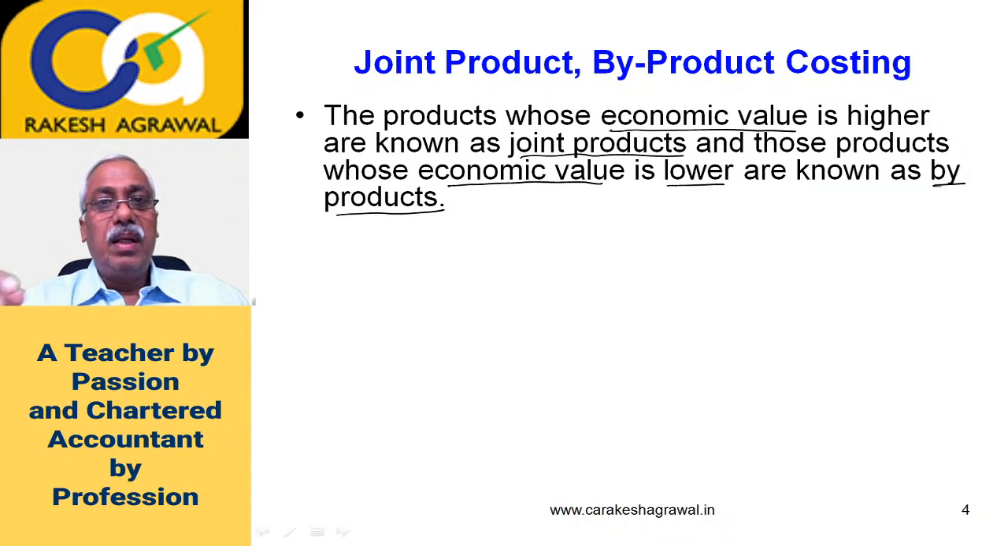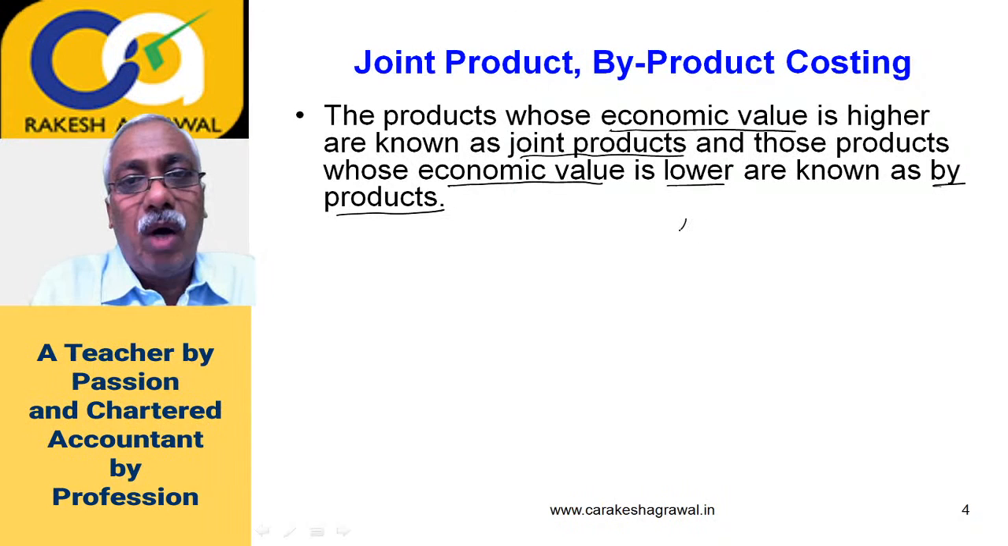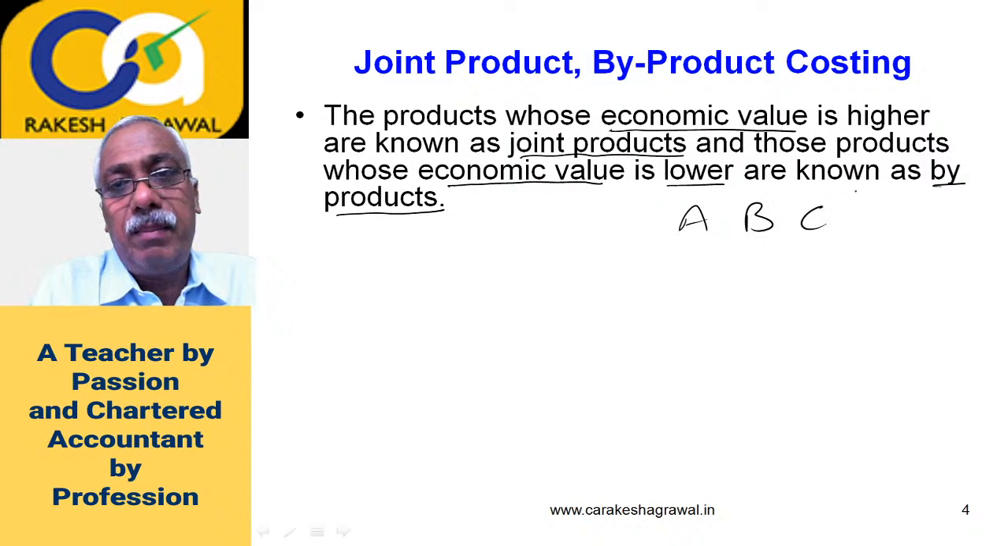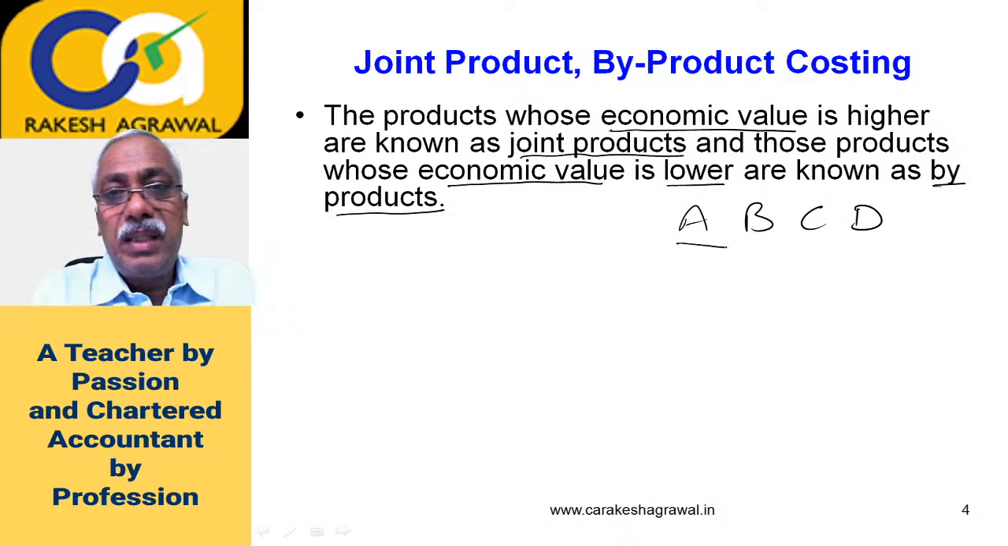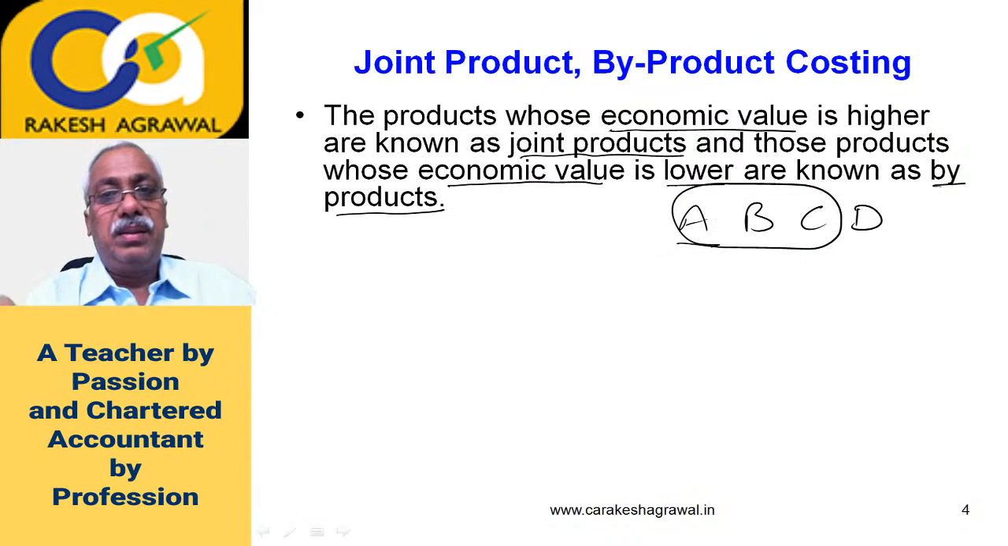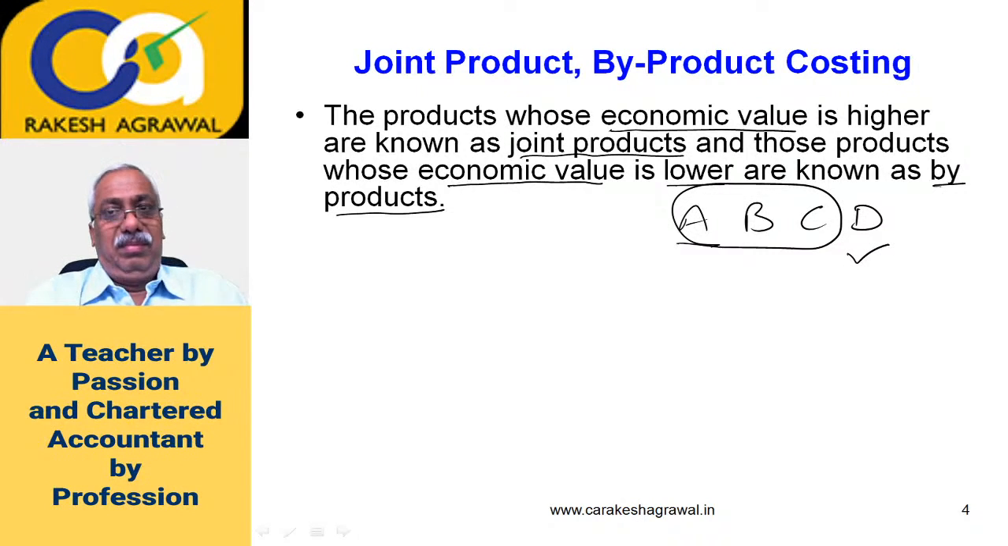So suppose in one common process there are 4 products emerging. In one common process, while processing, you get output as 4 different products, A, B, C, D. Out of which you think that A, B and C have got good market. They fetch a good value in the market. So you may call A, B and C as joint products. And D fetches a very low value. Then D can be called as byproduct.